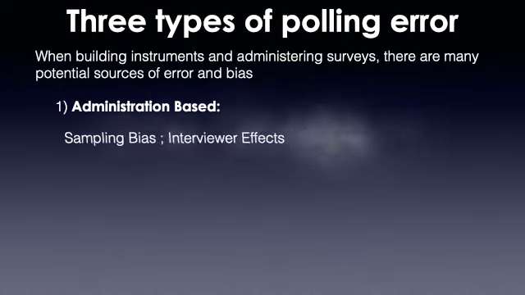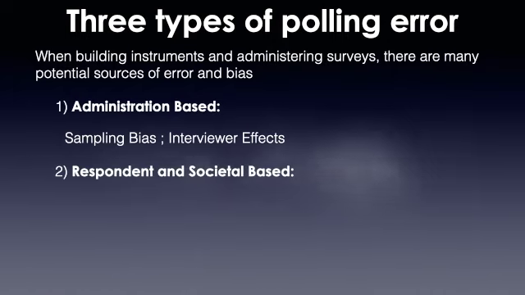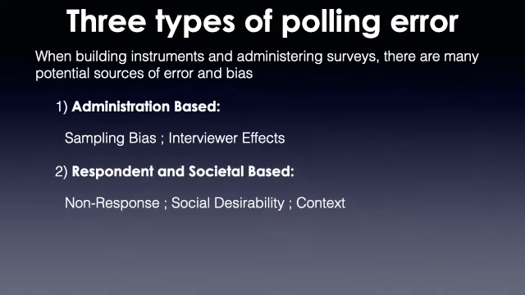The first is an administration-based error. This is an error that is introduced in the poll based on how the poll is being done. So 2 prominent examples that we're going to talk about are sampling bias, which we've already seen an example of in 1936, and also interviewer effects, which we kind of saw in 1948 as well. The second type of error is because of errors that are introduced either by the respondent or by society.